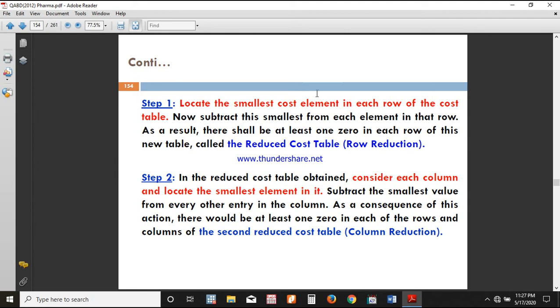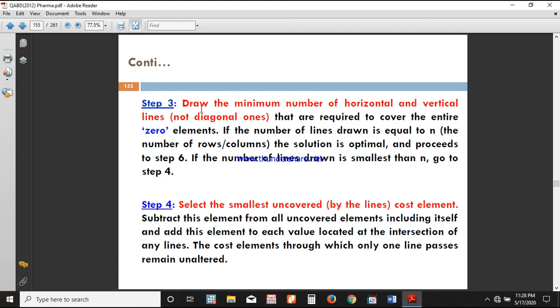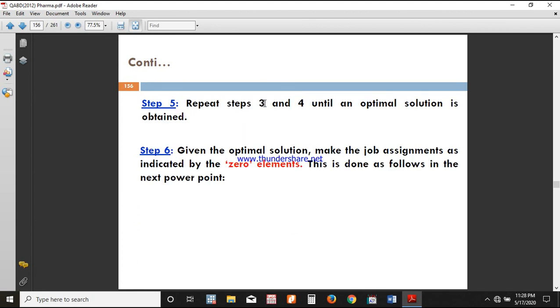The first step is to locate the smallest cost element in each row of the cost table, and you can reduce that table. In the second step, consider each column, locate the smallest element and subtract it from each element in that column, and you can find the reduced column table. Step 3, draw the minimum number of horizontal and vertical lines, not diagonal ones, required to cover all the 0 elements. Step 4, select the smallest cost element not covered by the lines. Then repeat steps 3 and 4 until an optimal solution is obtained.